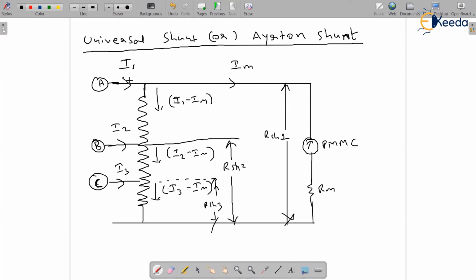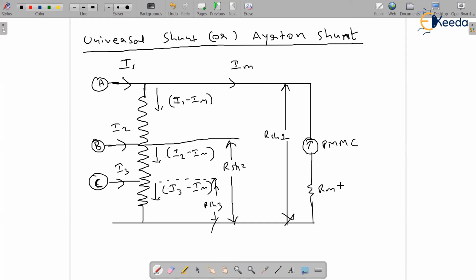And you have three positions. See, I1 is coming here, total current, and Im. I1 minus Im. I2 is coming here. This becomes I2 minus Im. I3 is coming from here. Im is going. This becomes I3 minus Im. And three positions we are giving: A, B, C. This is our PMMC meter. This is my meter resistance.